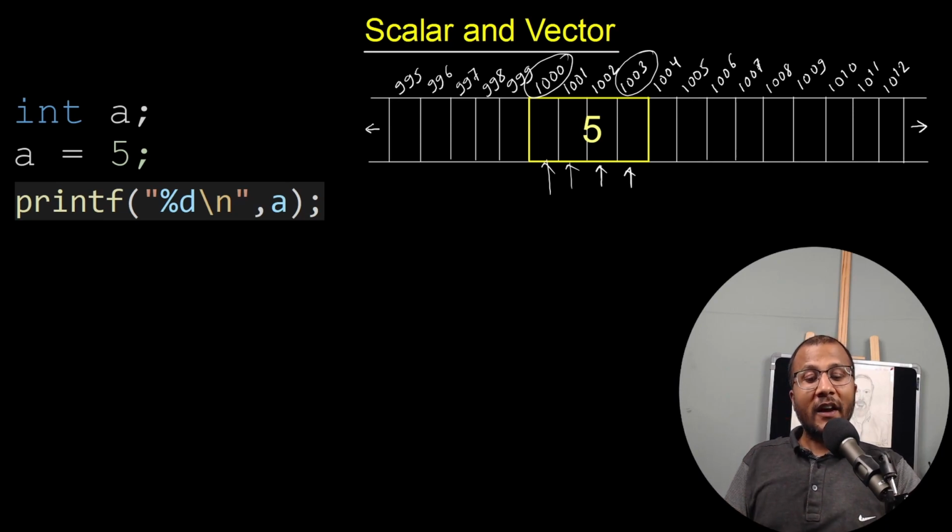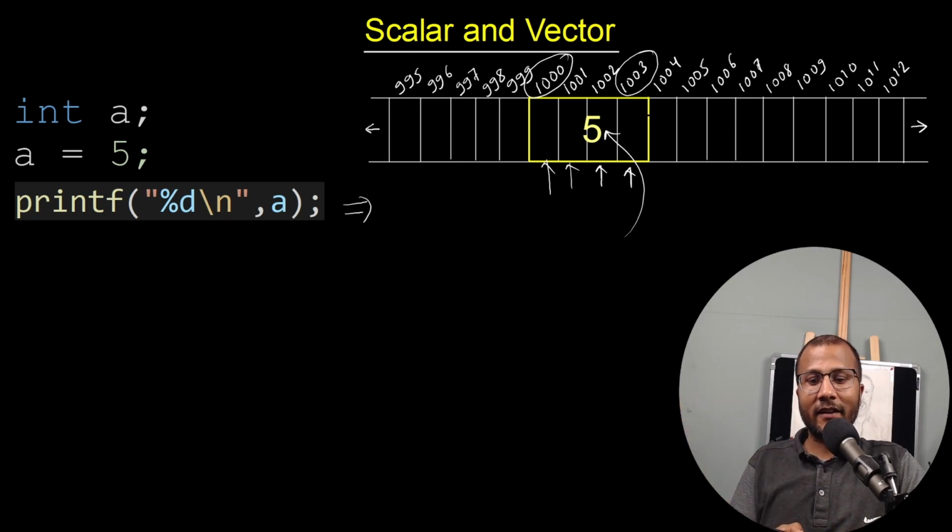So if I print a, what happens? If I just write printf %d and then a, it will give me the value of a. What is inside this box? Inside this box the value is 5. The variable a is storing the value 5, so it is going to print 5. So 5 is the output for this particular printf statement.